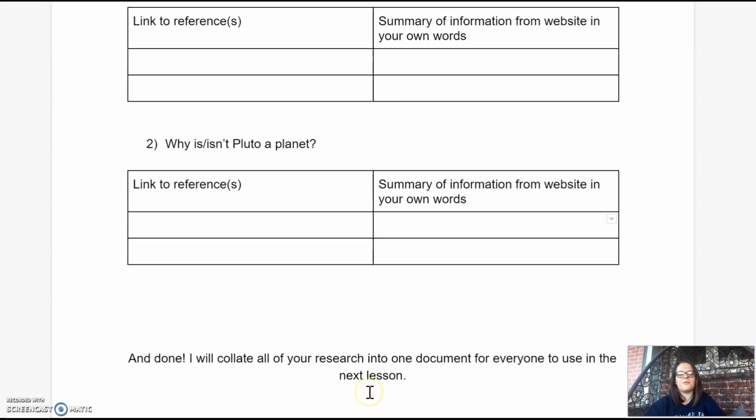I will collate all of your research into one document for everyone to use in the next lesson. I will not be narrating that document because I believe it will be quite big, but I will collate it all together, and Monday you'll be writing something up about this. But that is all you need for this, so have fun.